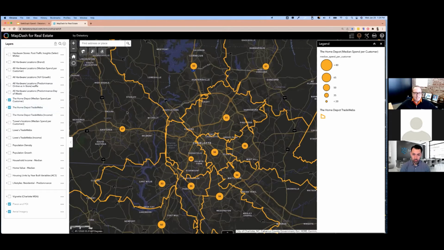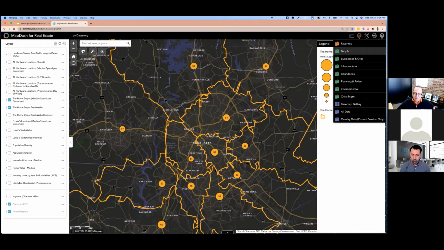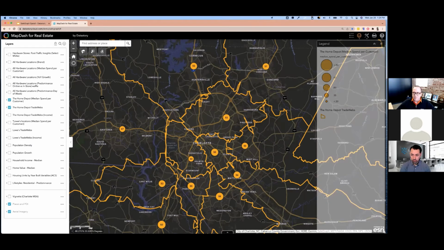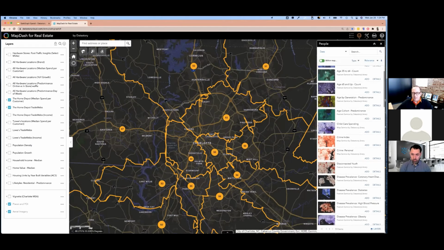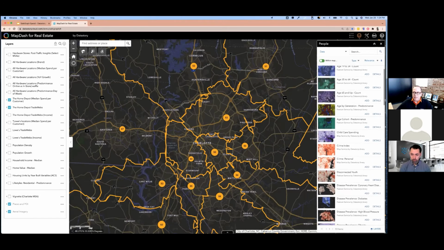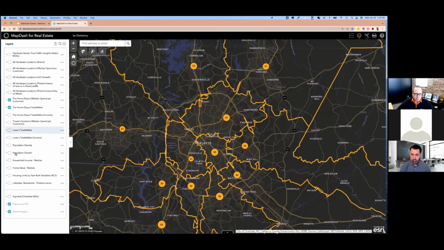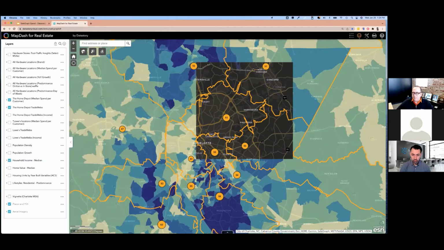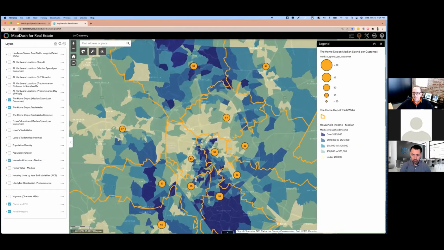And I can see that, and I could layer in from MapDash. I mentioned 170 plus layers. There's tons of other data that's queued up to be able to layer on top of this map. And I just want to start with showing something like household income. Let me turn our legend back on here. So the bluer the area, the higher the income. And I can now look at what's the relationship between the median customer spend and the incomes in the area. Darker blues are higher areas, right?